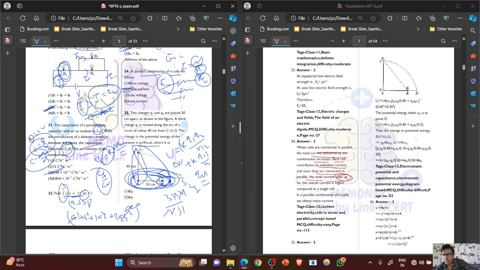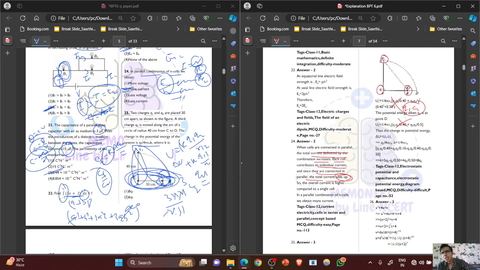Well, let me check what they have done. They have Q1 Q3 and Q2 Q3. Where is Q1 Q2? They have forgotten Q1 Q2. It's wrong. They have done it wrongly. As there are three charges in the system, you need to understand this.